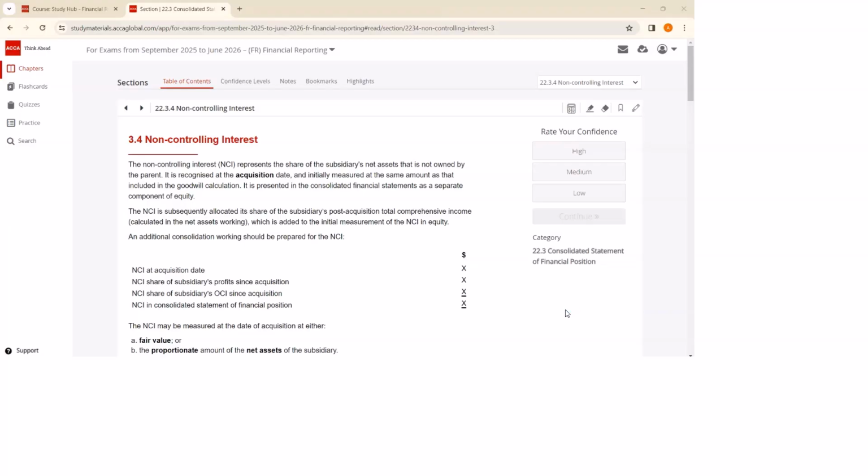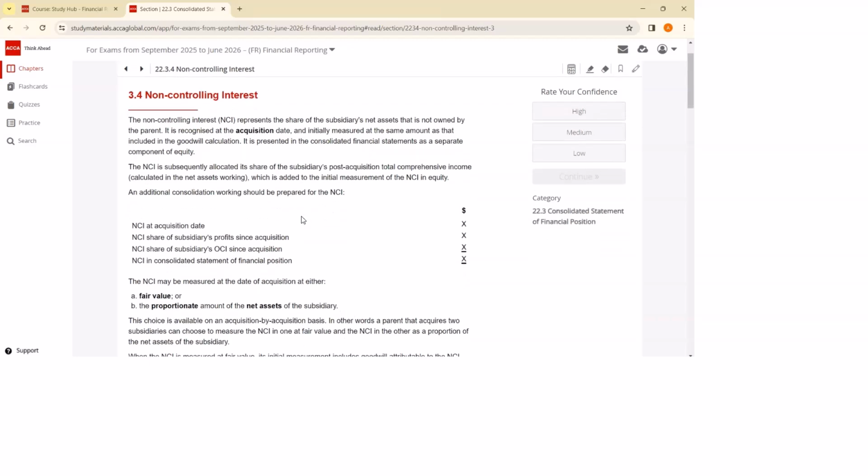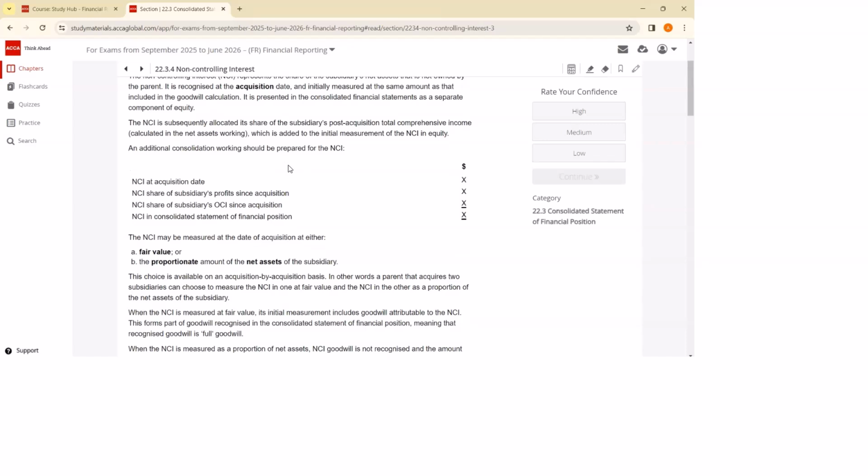Here we are in the ACCA study hub to see how non-controlling interest is covered over here. You can see there is a separate heading for the non-controlling interest in chapter number 22. On the left-hand side, you can see there is a lot of support available for this topic, including chapters, flashcards, quizzes, and practice. Over here, it is talking about what NCI is, how it is going to be accounted for at the date of acquisition as well as post-acquisition. So it is talking about the inclusion in the goodwill calculation at the date of acquisition as well as how post-acquisition it is going to be accounted for in the consolidated working.